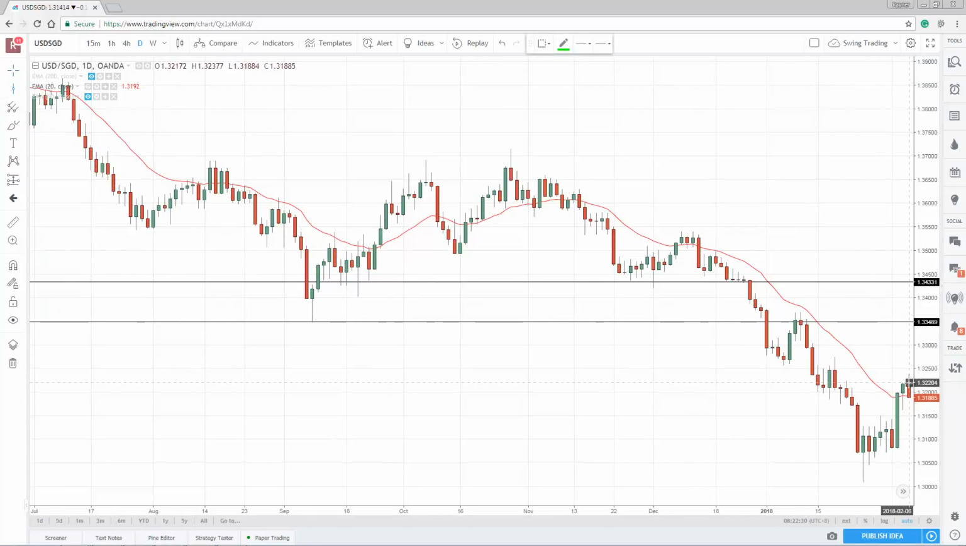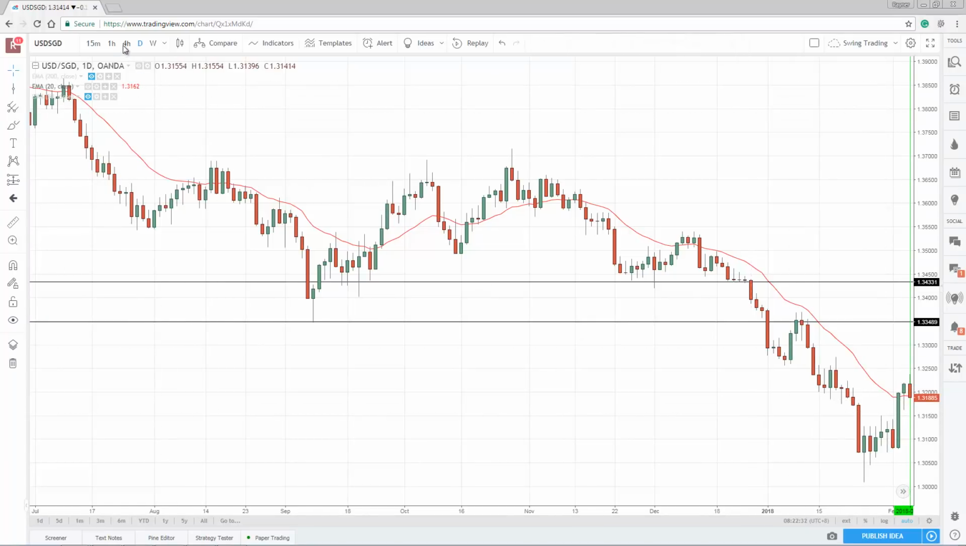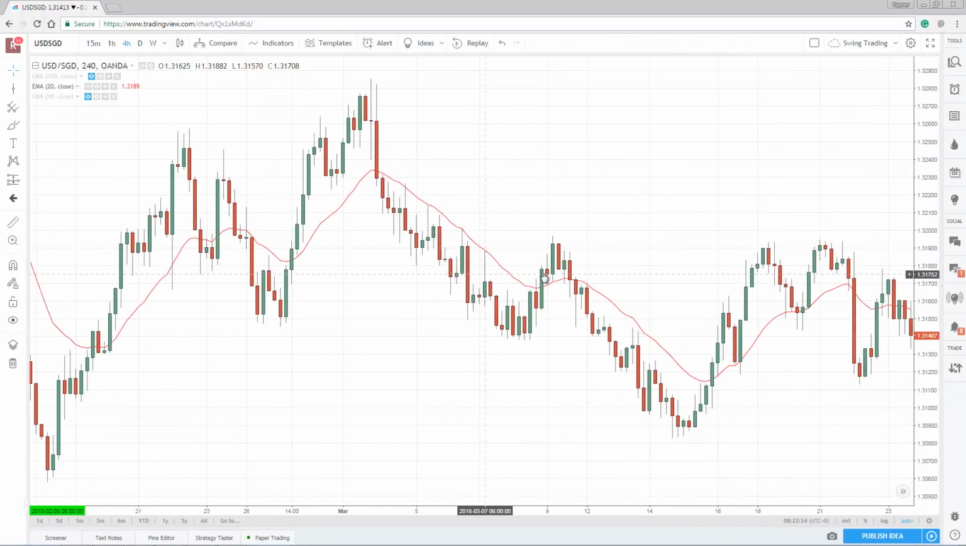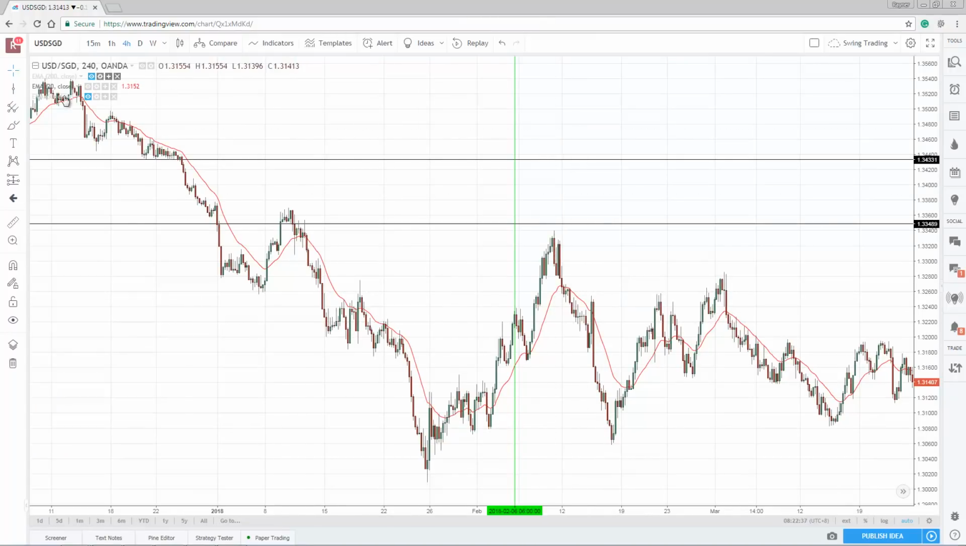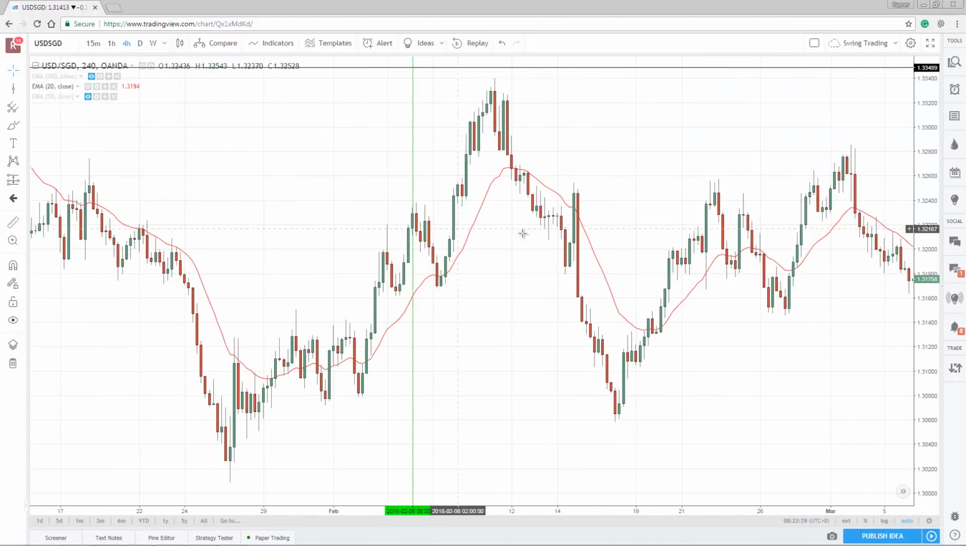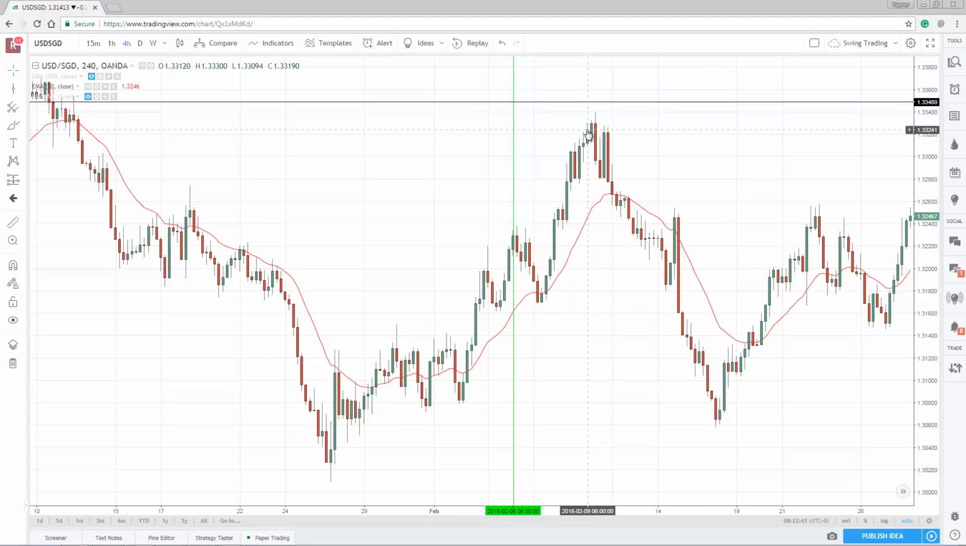So let's say this candle over here, this green line, right? So I go down to the 4-hour time frame. Okay, so it's somewhere around here. On this 4-hour time frame, you can see that this is the same green line you saw earlier, right? This is where the move stopped me out of the trade.